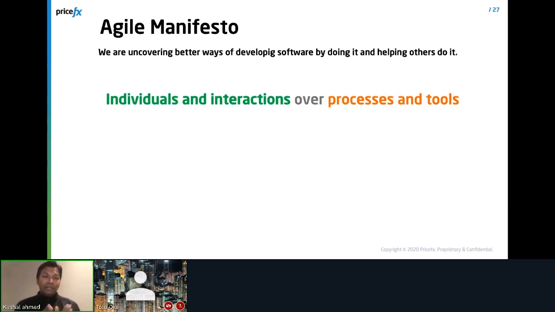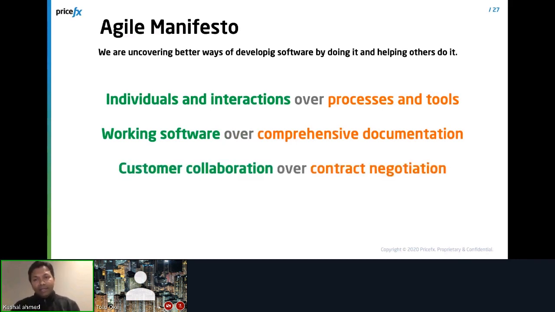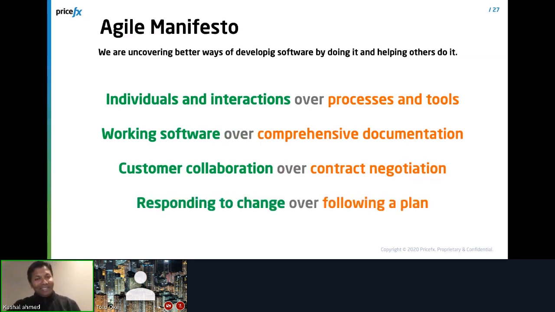The first key value is that individuals and interactions are more important than processes and tools. The second one is that working software is more crucial than comprehensive documentation. The third one is that customer collaboration is preferred over contract negotiation. The fourth one is, probably the most important one, that responding to change is more practical and important than following a plan. While each of the points in color is important, we put more value on the left-hand side than the right-hand side.